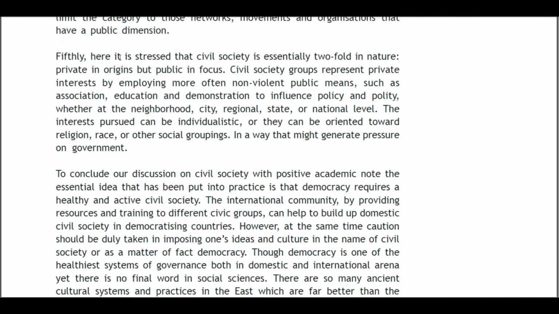Fifthly, it is stressed that civil society is essentially twofold in nature: private in origins but public in focus. Civil society groups represent private interests by employing, more often, non-violent public means such as association, education, and demonstration to influence policy and polity, whether at the neighborhood, city, state, or national level. The interests pursued can be individualistic, or they can be oriented towards religion, race, and other social groupings, in a way that might generate pressure on government.